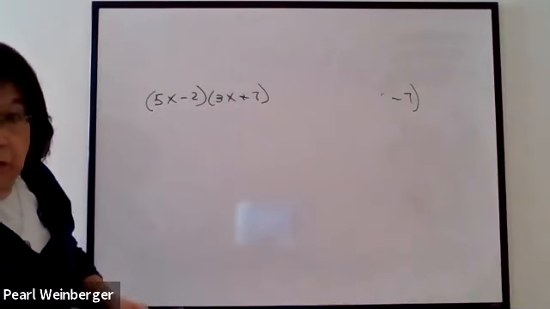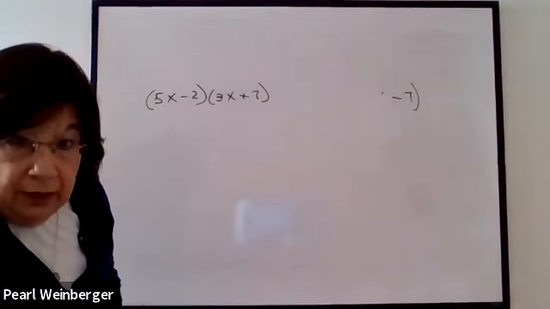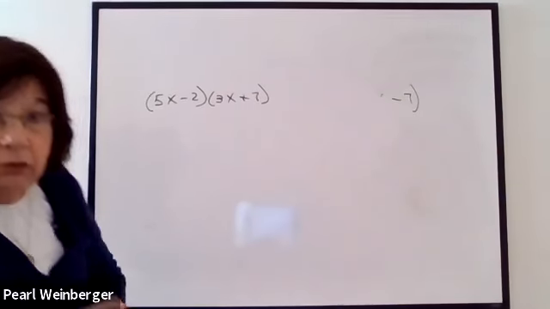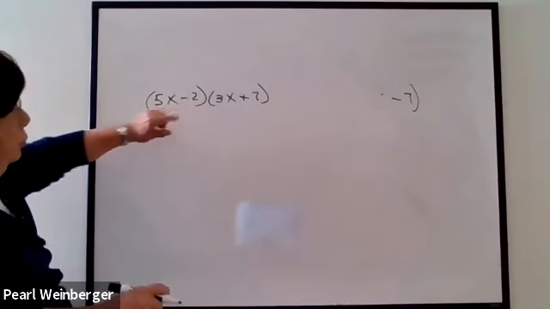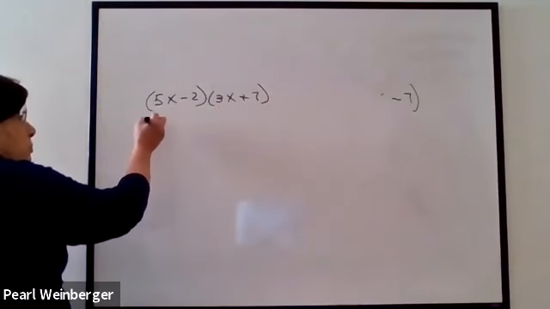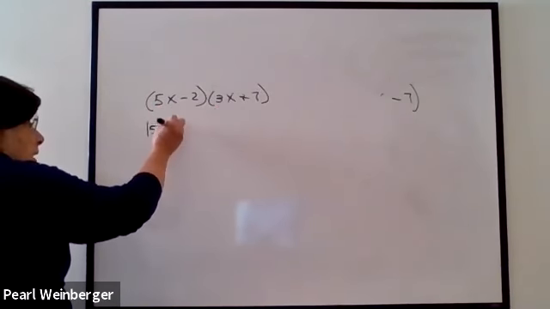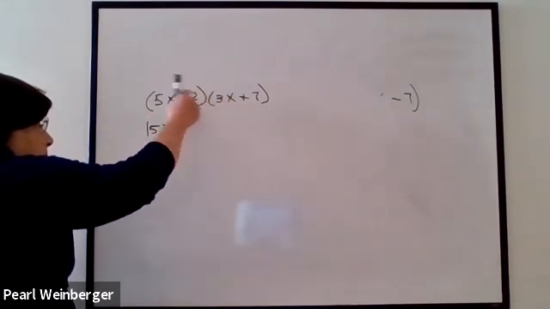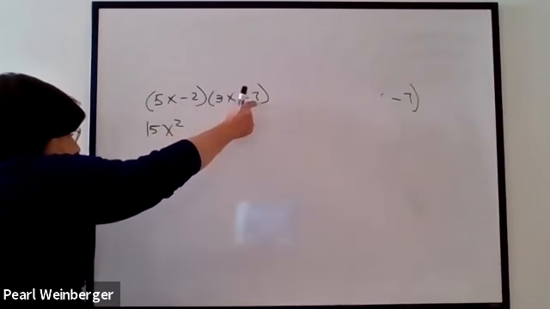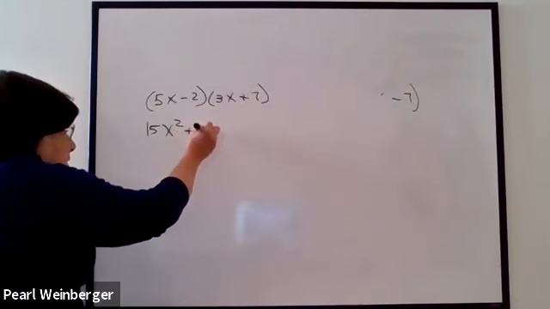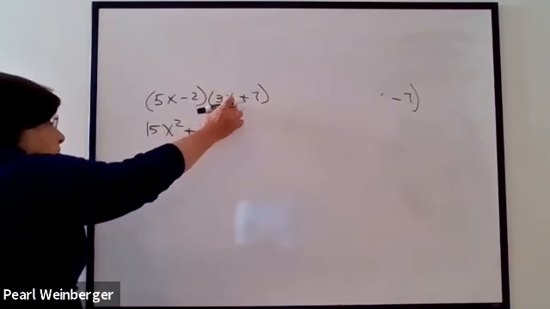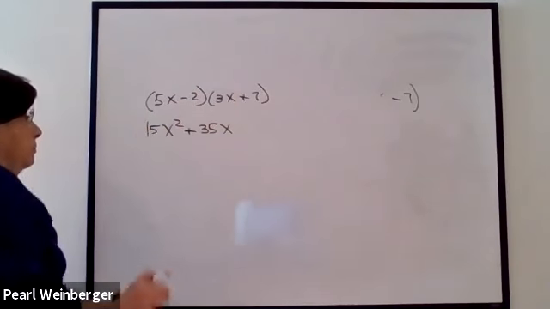And then we're going to go on and multiply everything by the negative 2. So we're going to get 5x times 3x, which will give me 15x squared, because x times x is x squared. Now we're going to take the 5x and multiply by the 7. So that's going to give me 35x. I've now multiplied everything in the second parentheses by 5x.